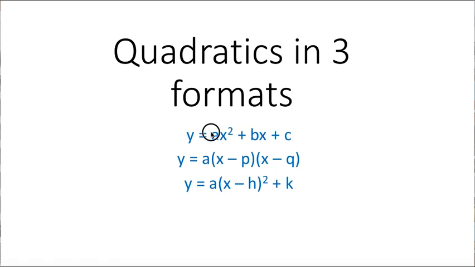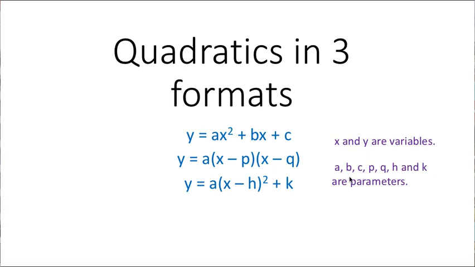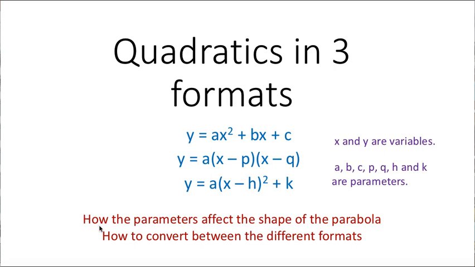If you look at these formulas, these equations we've got here, x and y are called the variables. X is the independent variable, y is the dependent variable, and the other letters a, b, c, p, q, h, and k are all called parameters. What we're going to do in this video is see how the parameters affect the shape of the parabola and how to convert between the different formats.